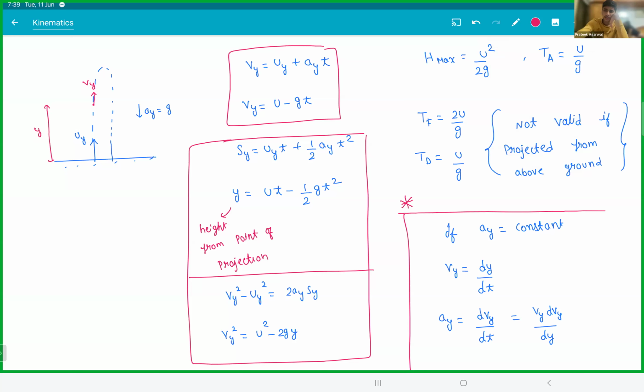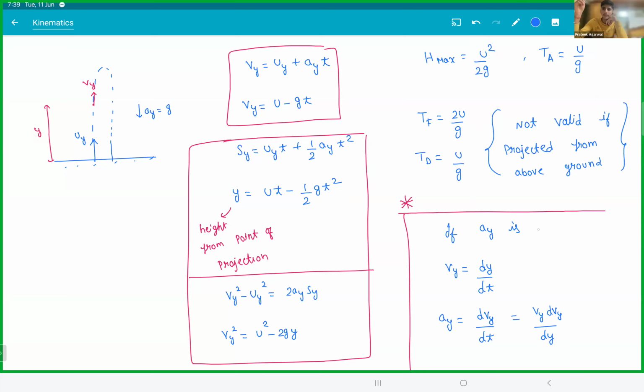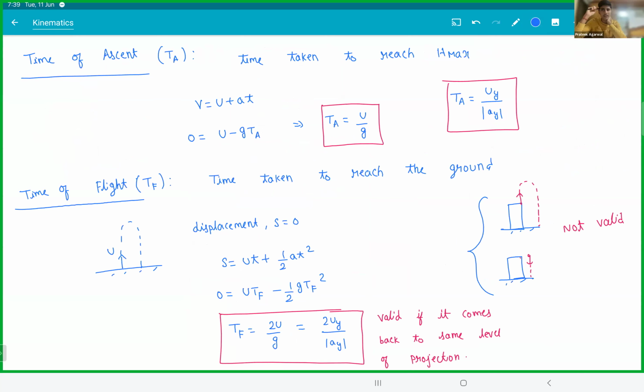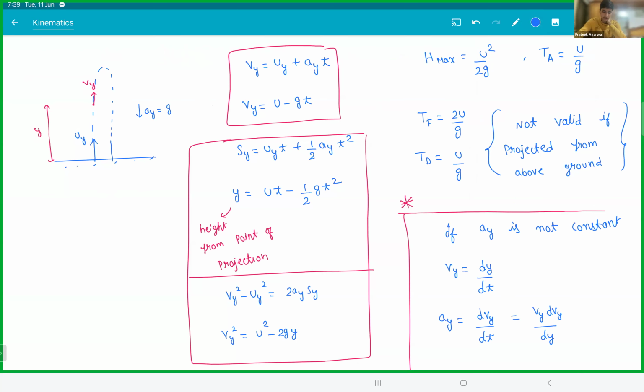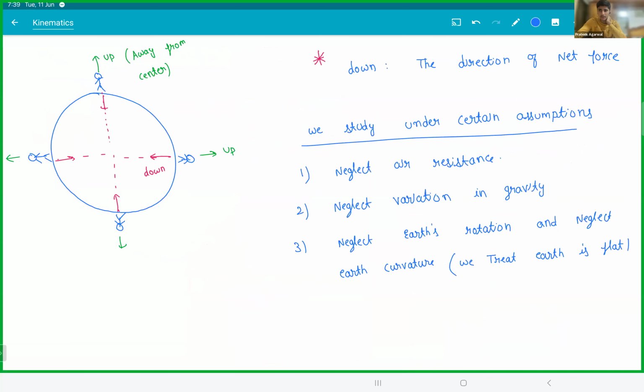Sorry, ay is not constant. And I have one more doubt. In the previous one, the acceleration is constant. Over there, on the same page, the time of descent and the time of ascent is the same, right? U by g. But if we logically think, when you are throwing a ball up, it's working against gravity, and when we are throwing it down, it is working towards gravity. So won't gravity help?